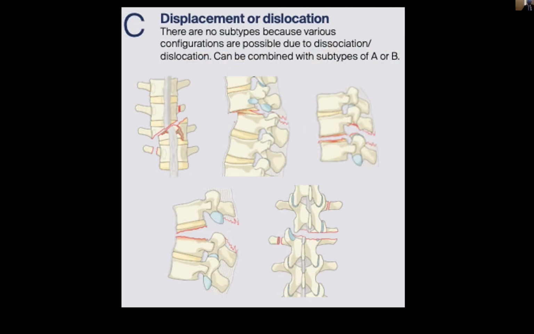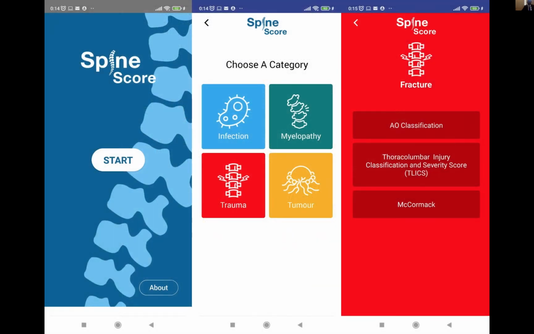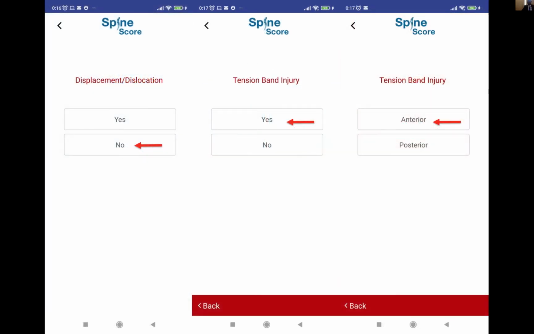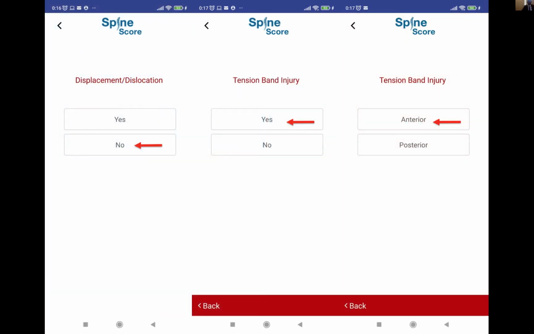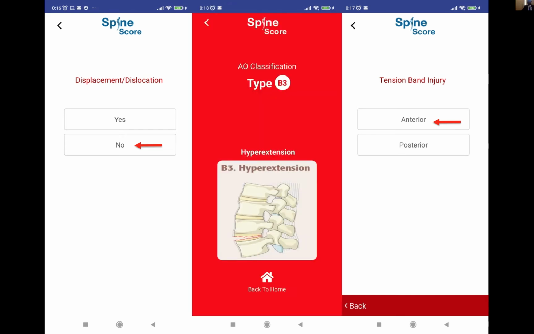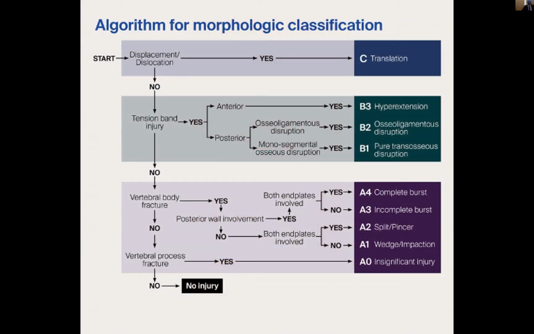I never summarized this classification system, but please take a photograph of that. There are lots of applications on the phones, and if you download this application, you can easily classify the AO and the TLICS classifications here. The application is very easy. You just select the AO classification here, then the system asks you about the displacement and tension band, you select them, and it says that it's type B3. So if you follow the charts that AO has published, you will see it works.